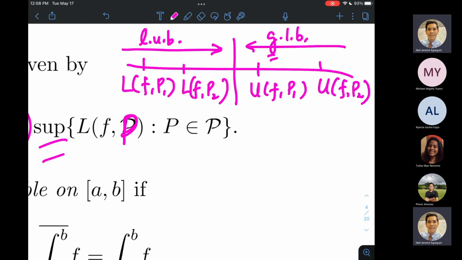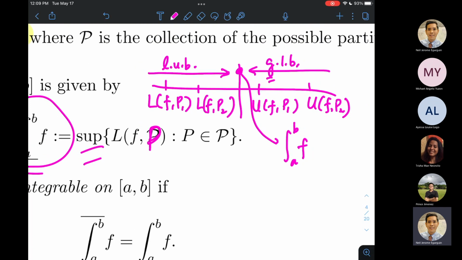And we're keeping our fingers crossed na sana yung LUB ng mga lower sums at yung GLB ng mga upper sums ay mag-meet sa isang common value. And this common value is what we will call the Riemann integral of f over the interval AB. So ganun yung mangyayari. Check natin yung supremum, infimum para malaman kung siya ay integrable o hindi. Okay?